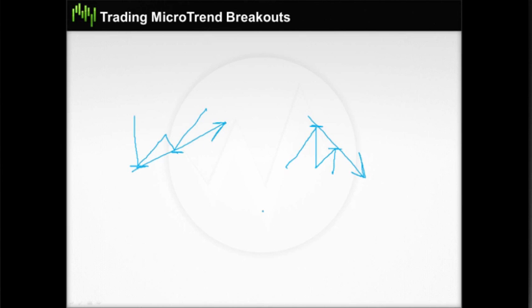Now, when I say enter on the break, I do not mean that if the market's coming up, we're going to buy right here, right as it breaks. We're going to wait until it gets through it a little bit, and we'll buy up here. So we're going to make sure it actually gets through the trend line, but we do not wait for the close. And I'll show you some examples of why you don't do that here in just a minute.